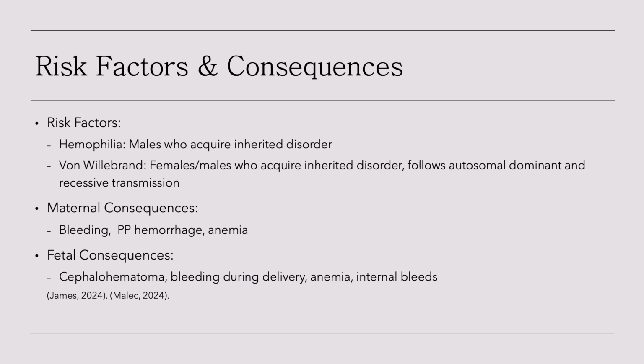A risk factor for hemophilia would be males who acquire this inherited disorder. And for von Willebrand, it could be females or males who acquire this inherited disorder. And the disorder follows an autosomal dominant and autosomal recessive transmission pattern. For maternal consequences, there are bleeding, postpartum hemorrhage, and anemia. The fetal consequences include cephalohematoma during delivery, bleeding during delivery, fetal anemia, and internal bleeding.